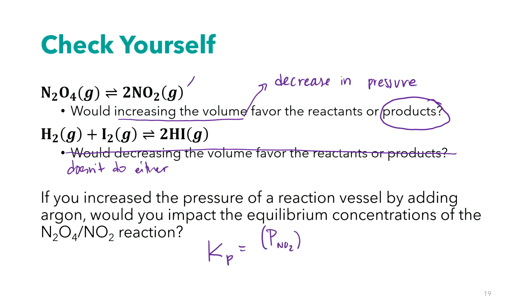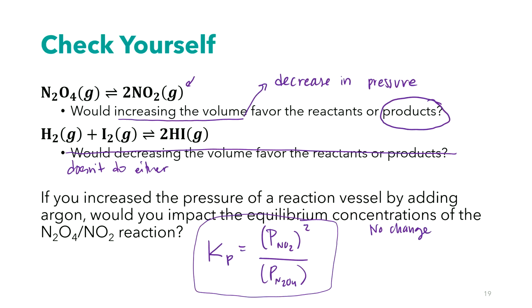We're looking back at this reaction up here. When I write out Kp, there's no seat in this equation for the pressure of argon. If I'm not changing the pressure of one of my components, then I'm not disturbing my equilibrium. So I can add in argon all I want, and that's not going to have an impact here, as long as those pressures or concentrations are not changing. So no change.